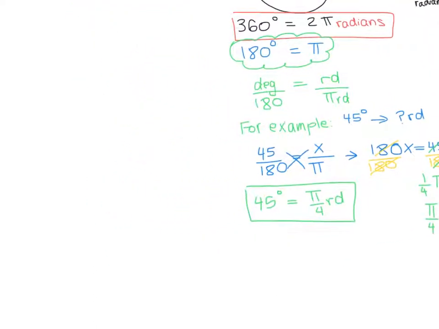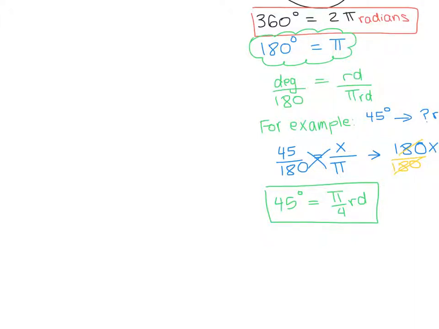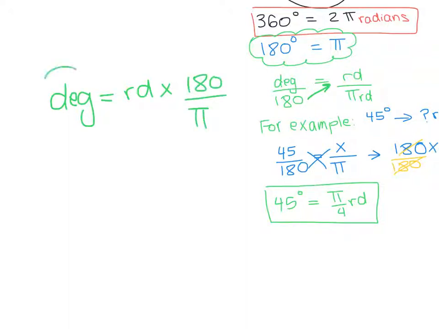Using the proportion, I can think that degrees is equal to 180 times radian over pi. So let me write it down. If I want to find any angle in degrees, or I want to change from radians to degrees, I can say that it is equal to the radian times 180 over pi. That would be my equation to find any angle in degrees if it's given to me in radians.